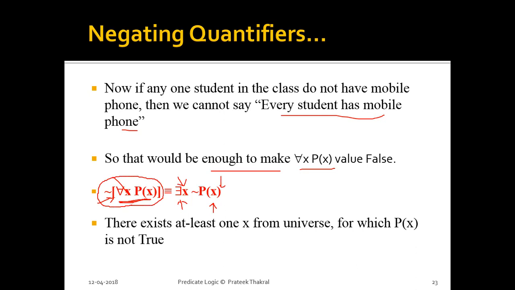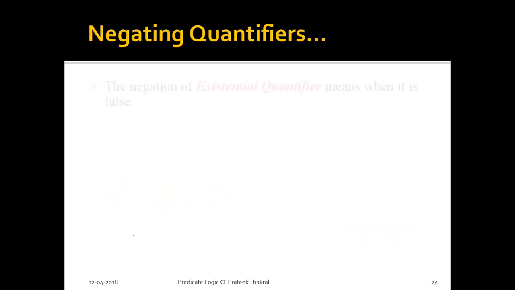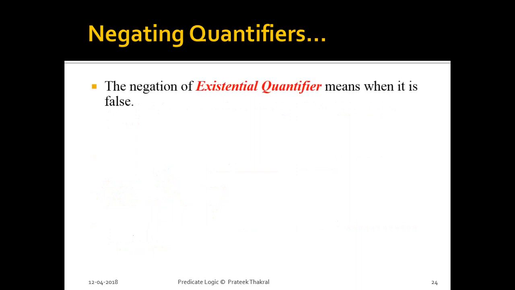So if there exists at least one x from the universe of discourse for which P(x) is not true, then we can definitely say that this particular statement is false, or that it is the negation of this particular notation. So this is how the negation of the universal quantifier is done, and let's move on to the negation of the existential quantifier.